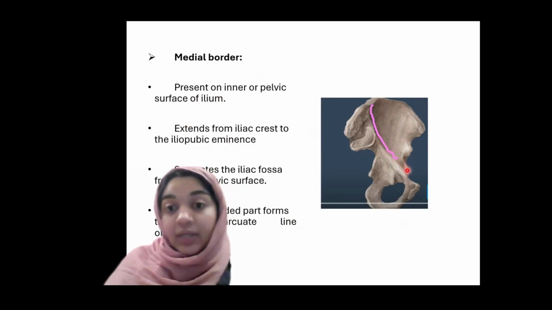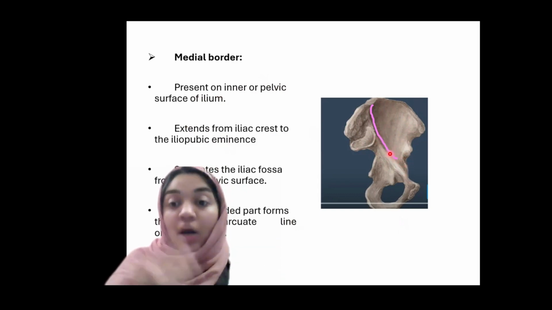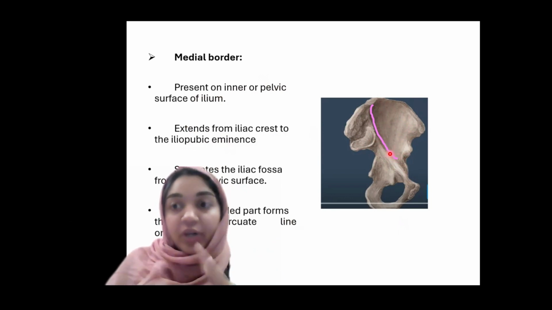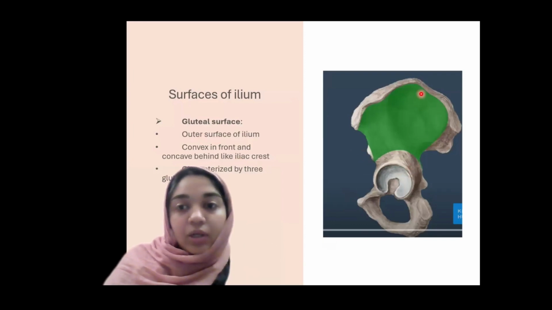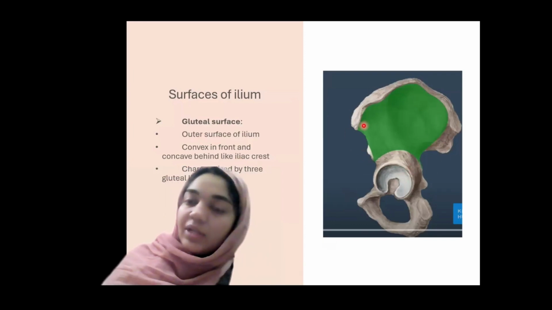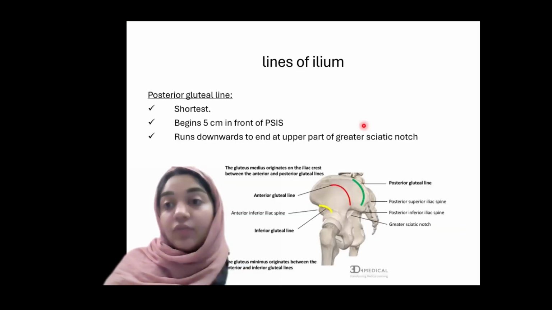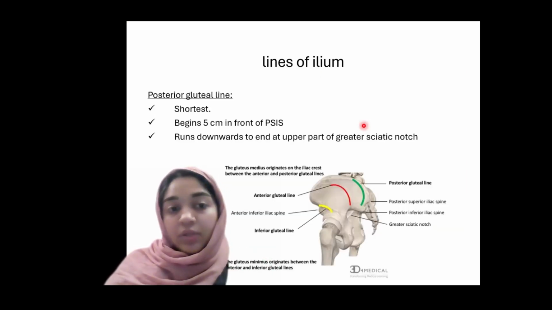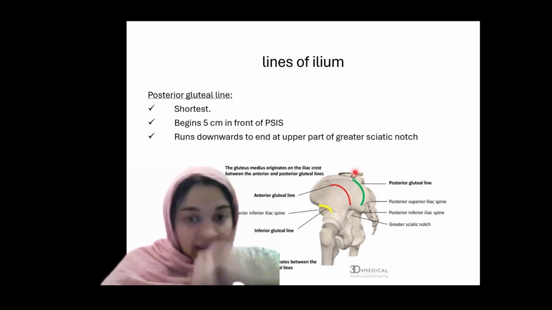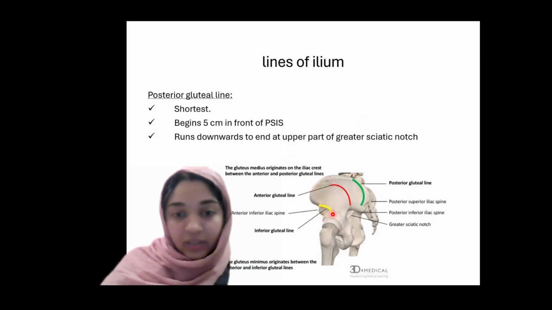I told you that the arcuate line divides the ilium bone into the upper part and the lower body part, which was forming the 2/5 of the acetabulum, right? So the ilial part of the arcuate line is formed by the medial border. Now, surfaces of the ilium: the gluteal surface lies on the outer side of the ilium where the gluteus muscles are attached. It has 3 gluteal lines that we will see later. It's convex in front and concave behind. Then we have the lines of the ilium. We have 3 lines: the posterior gluteal line, the anterior gluteal line, and the anterior inferior gluteal line.